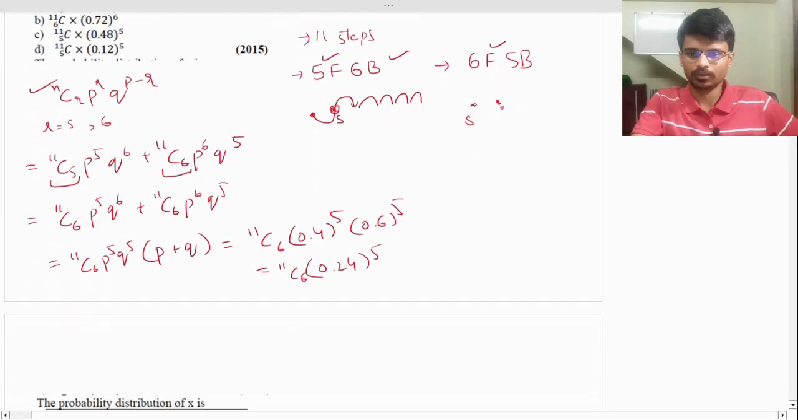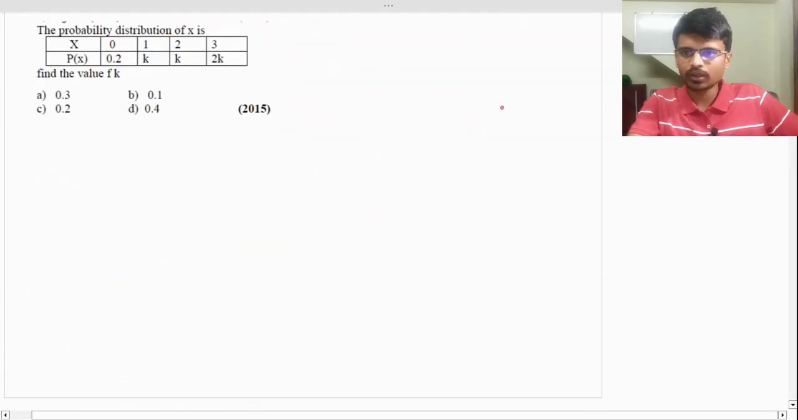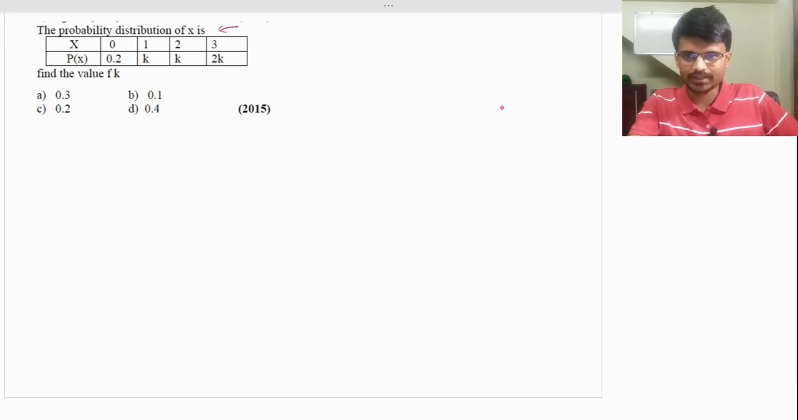Okay, moving on. They have given us the probability distribution of x: for x equal to 0, 1, 2, 3, P of x is 0.2, k, k and 2k. Find the value of k. This is an easy question. The important point that we know is that the sum of these probabilities is equal to 1.